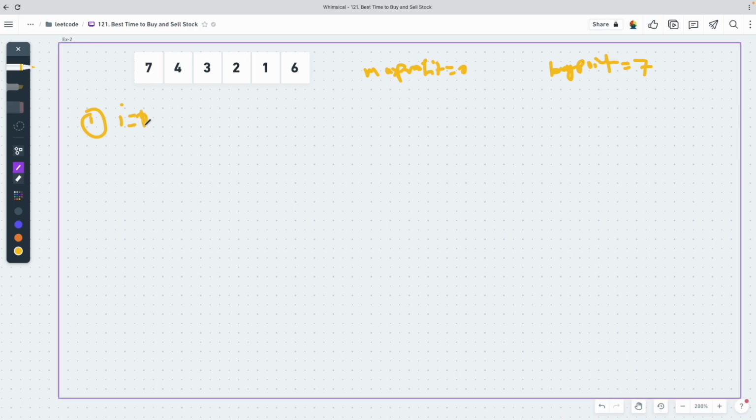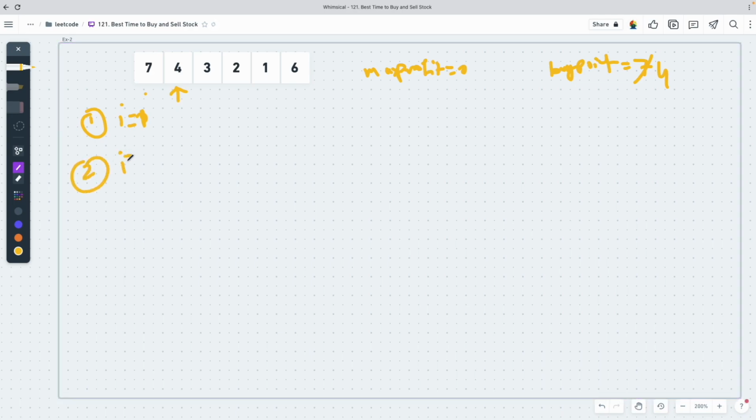So our array starts from 1. This is our buy point. We start from here. So when we are here, what do we check? Whether the current value is less than the buy point. If it is less than the buy point, it will be our new buy point. 4 is less than 7. So at the end of this iteration, our buy point will change to 4.